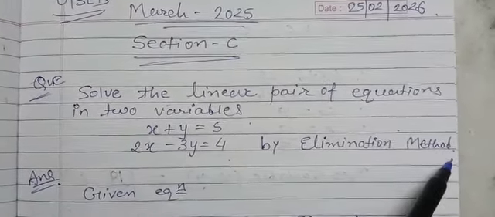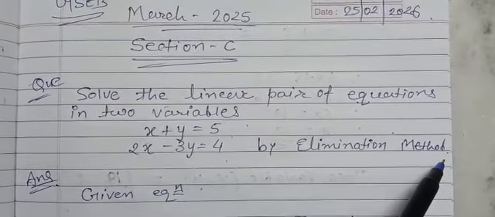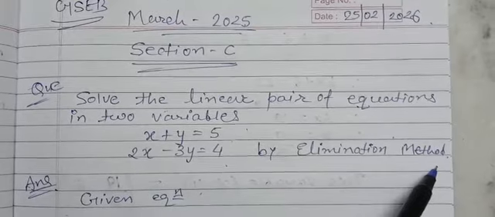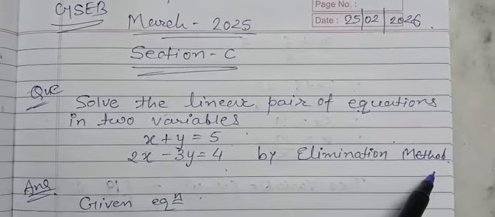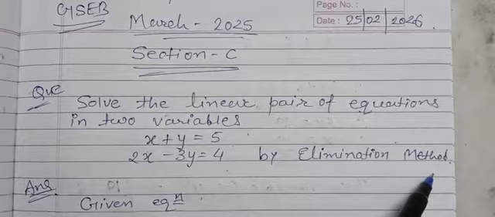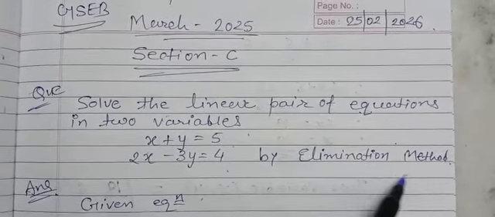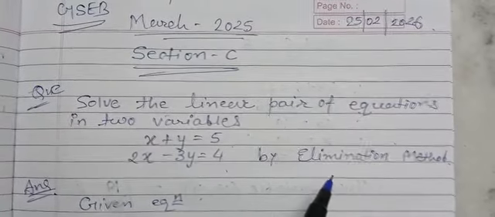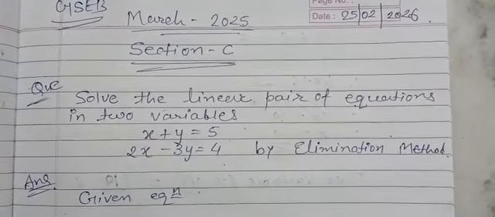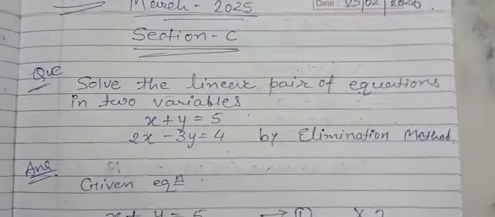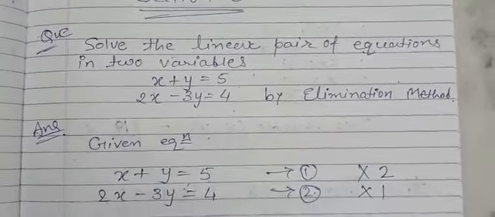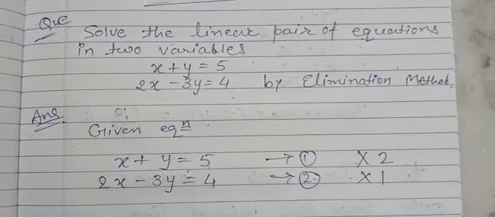This question will for sure be asked in any of the board examinations for Section C. If you see the past 5 years exam papers for the Gujarat board, the elimination method question is asked in all the past 5 years. You can practice by watching this video, and you will come to know how we can find out the values of x and y.